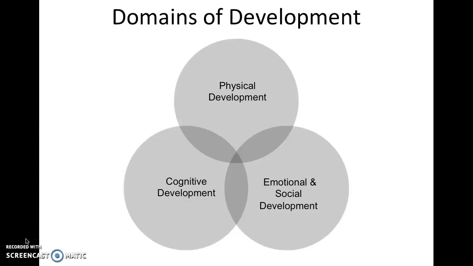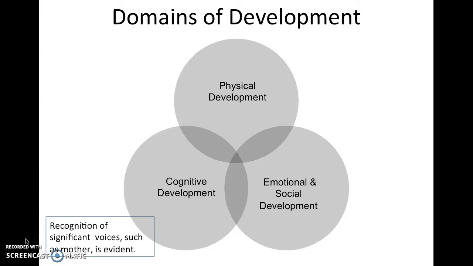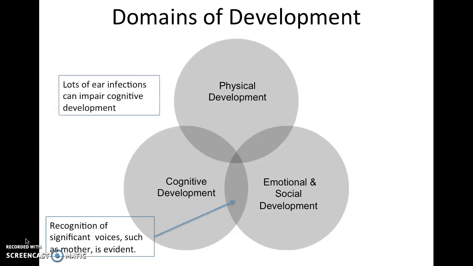While we talk about the three domains as if they are separate, they are really intersecting. As discussed in an earlier video, this can lead to the domains overlapping and creating multidirectional influences. As discussed in this activity, the statement "recognition of significant voices such as mother is evident" includes features of both cognitive and emotional and social development. Similarly, if a child has a lot of ear infections when they are young, this can impair their cognitive development. This is an intersection of the physical and cognitive domains.